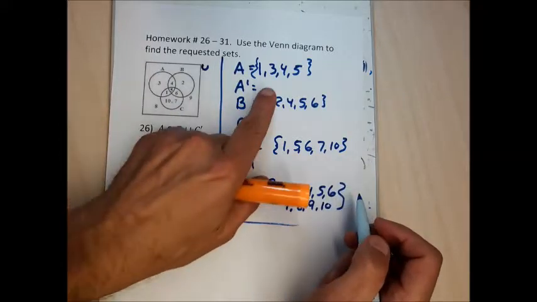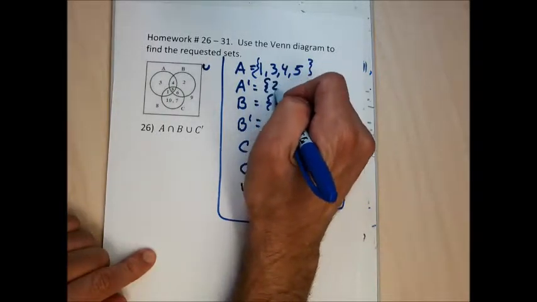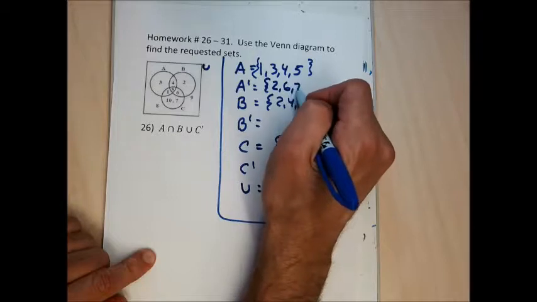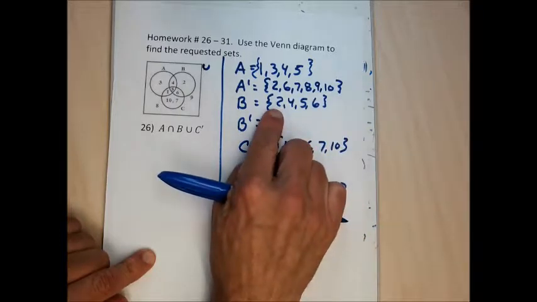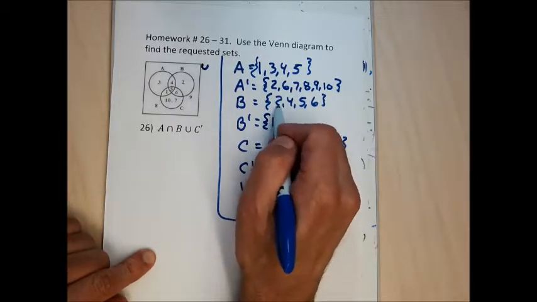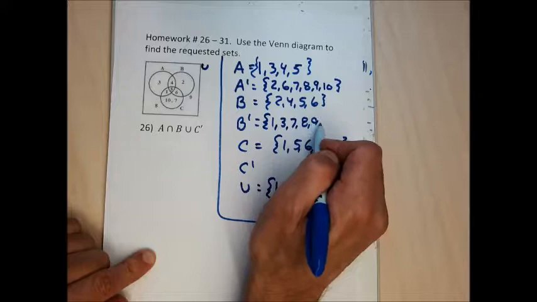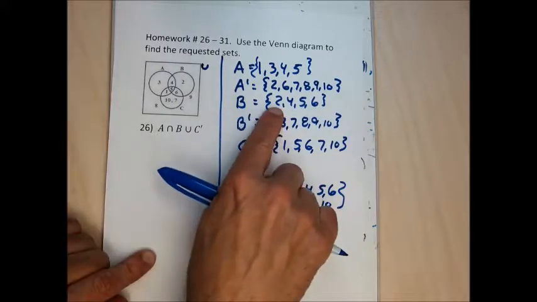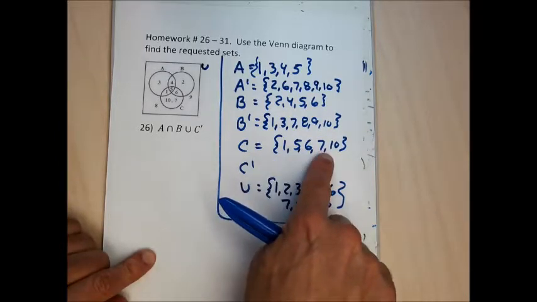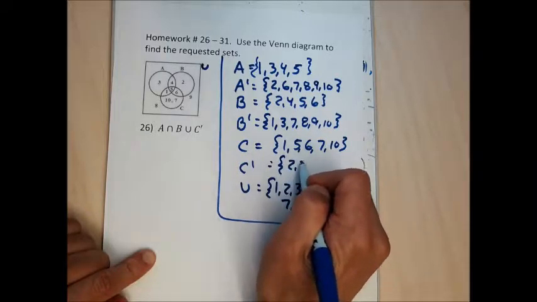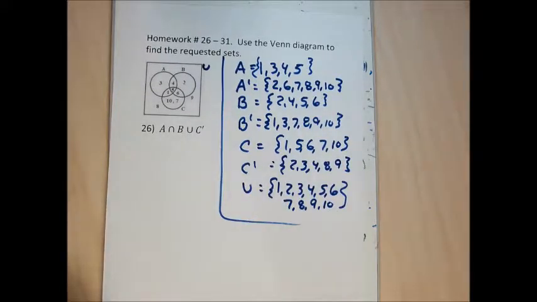To do the complements, I'm going to write any number between 1 and 10 that's not in the set. So for A complement, I'm going to get a 2 and then a 6 through 10. Those are all the numbers between 1 and 10 that aren't already in the set that we're complementing. For B complement, I'm going to have 1, not 2, 3, not 4, 5, and 6, and then 7, 8, 9, and 10. Again, those are all the numbers between 1 and 10 that aren't already in set B. Set C is missing 2, 3, 4, 8, and 9, so set C complement is going to have 2, 3, 4, 8, and 9. And for the next few problems, I'm going to use these sets.